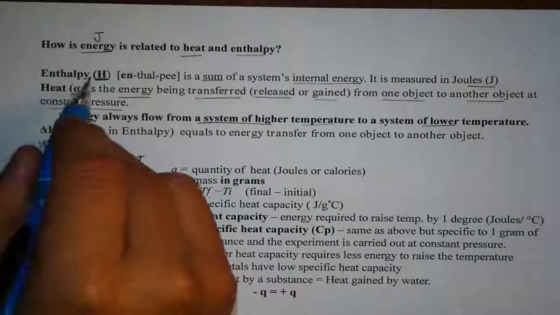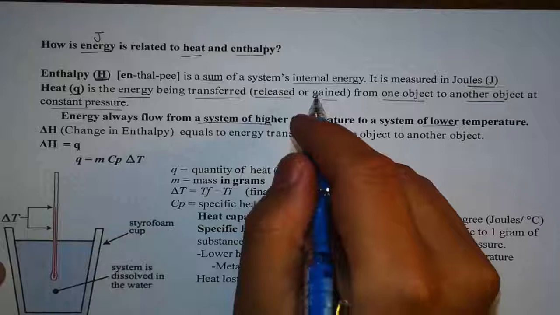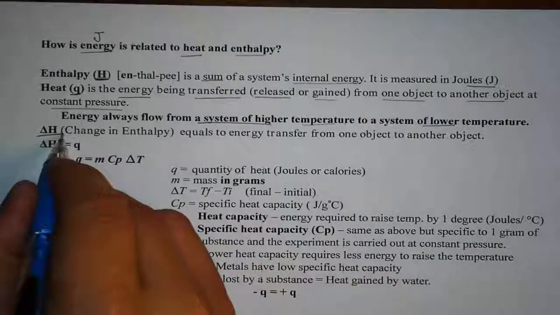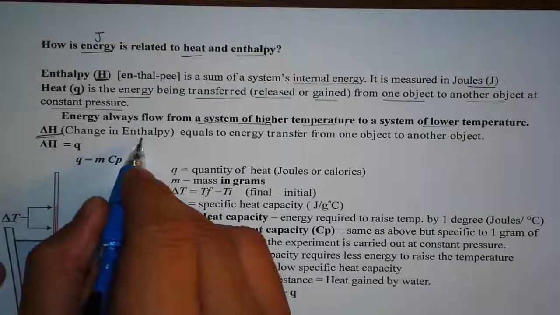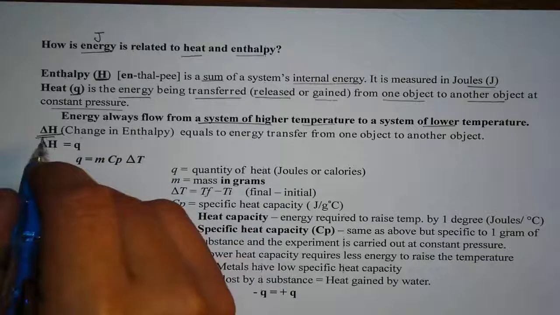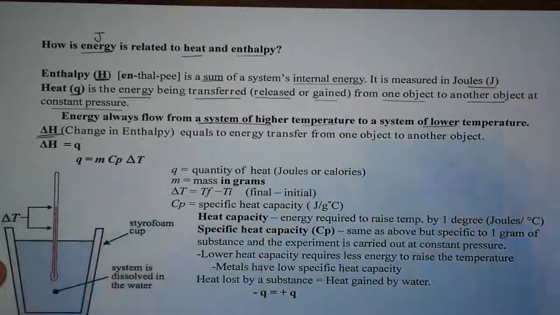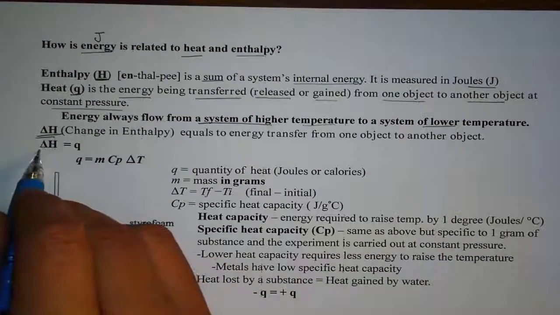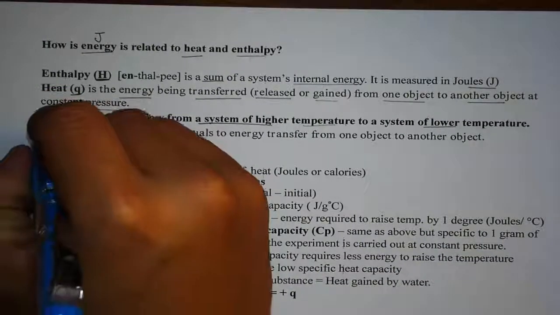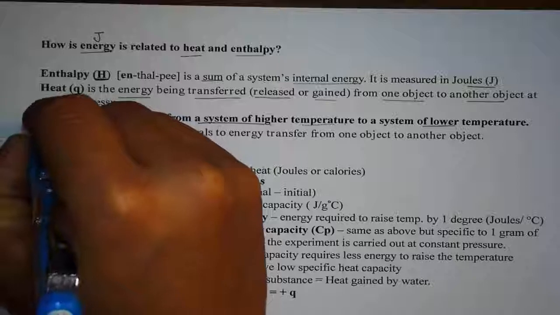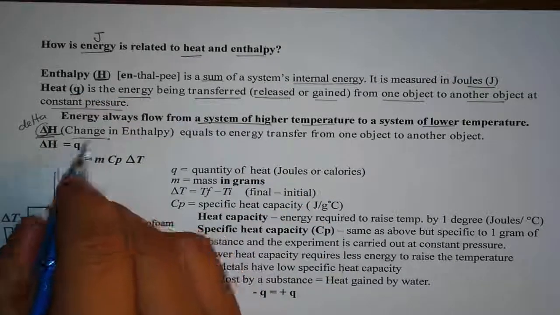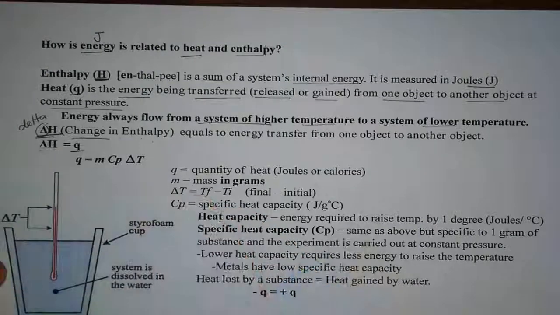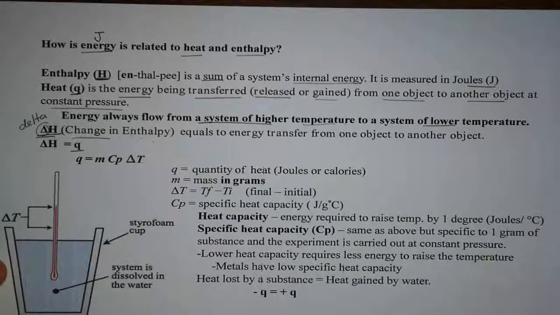Now, notice how we say enthalpy is the sum of internal energy. But what about internal energy change? We have delta H, which we call change in enthalpy. In a way, isn't this the energy being transferred, either released or gained? That's the reason why we have delta. This is the symbol for delta right here, and deltas usually represent change. So the change in enthalpy of a system is equal to heat, which is the energy being transferred from one place to another.